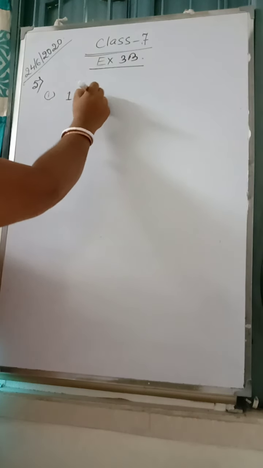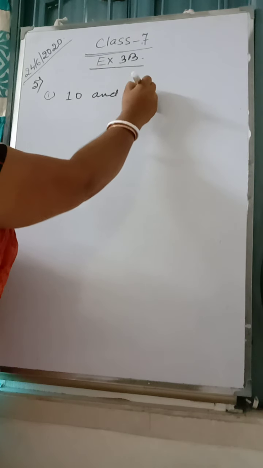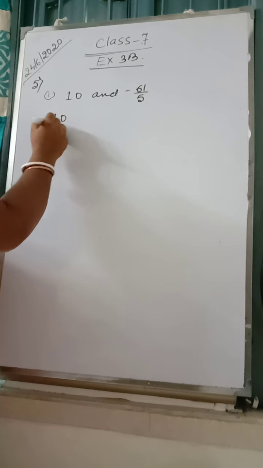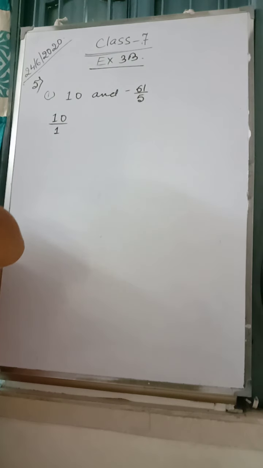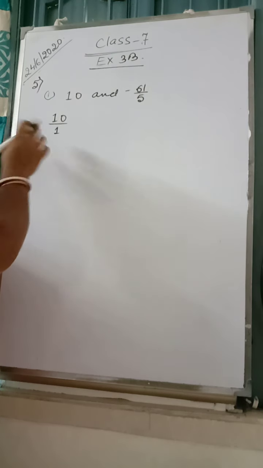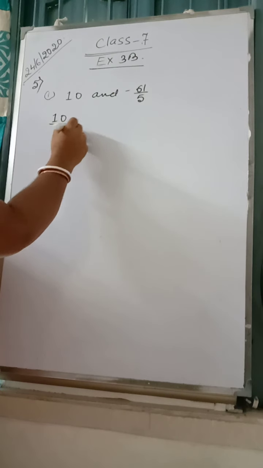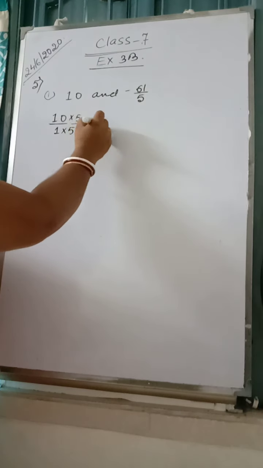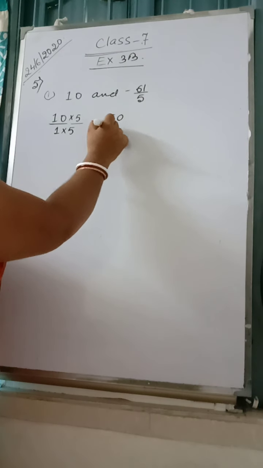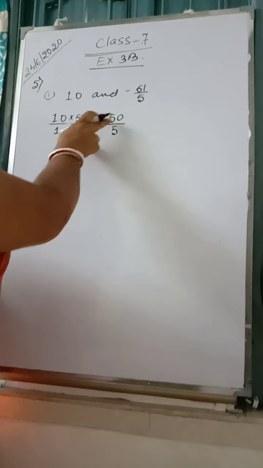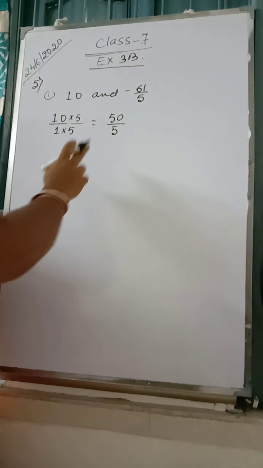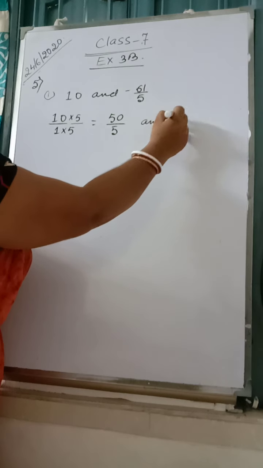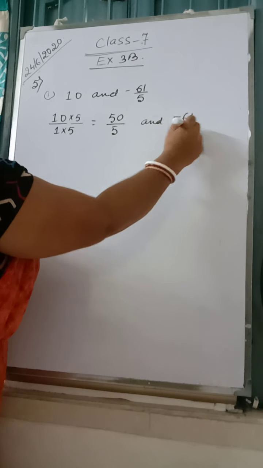It's given 10 and minus 61 by 5. What is the value of this 10? 10 by 1, and here I have minus 61 by 5. To make the denominators equal, I have to multiply by 5. If I am multiplying 5 down, I have to multiply 5 up also. It can be written as 50 by 5. Still the value is 10, but I made this 10 as 50 by 5, and the second number we have is minus 61 by 5.